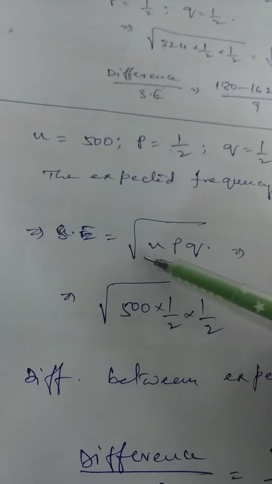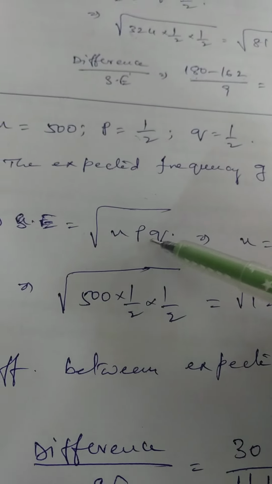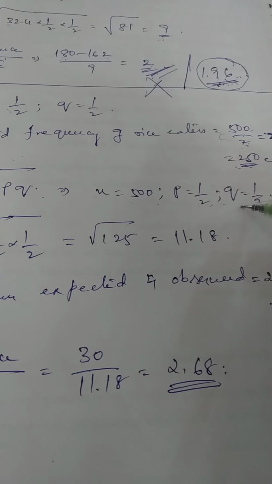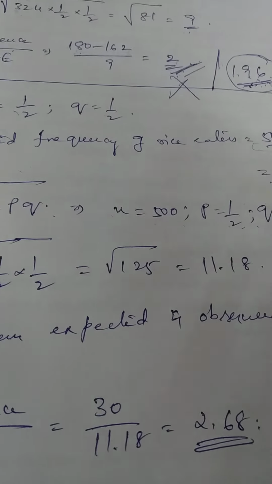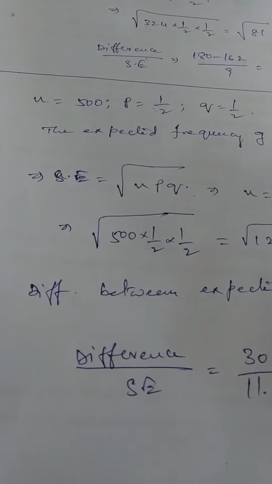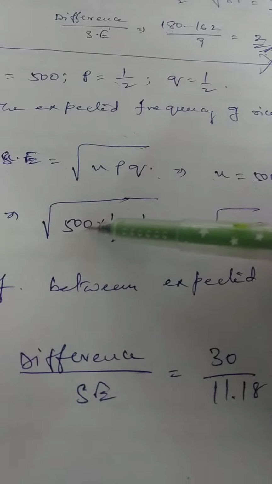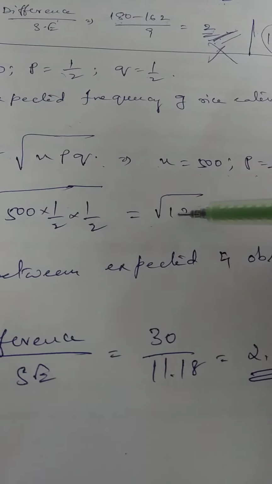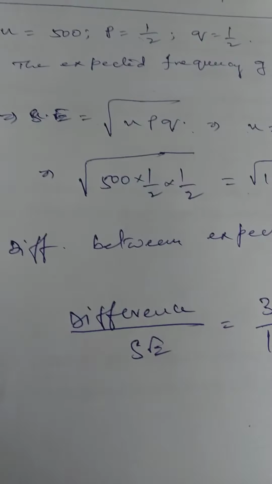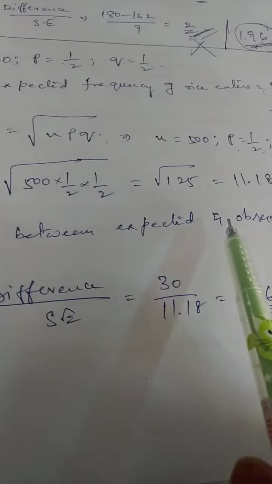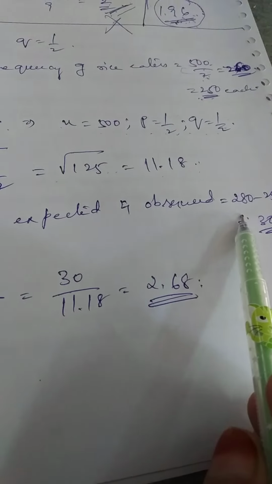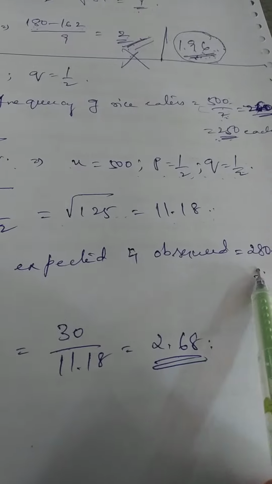Now, standard error is equal to the formula square root of NPQ. So N is equal to 500, P is equal to half and Q is equal to 1 by 2. Always do remember, you have to write the given information, write the formula, then the interpretation. So that comes to square root of 500 into half into half, that comes to square root of 125, that is 11.18. Now it is time for us to find out the difference between the expected and observed. What did he say in the problem? 280 people are found to be rice eaters.